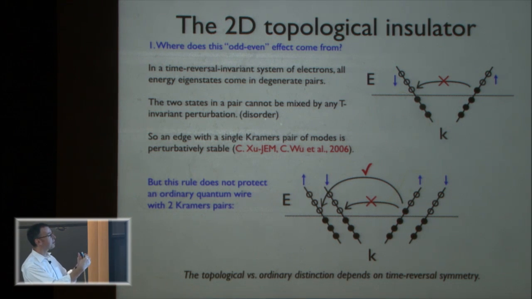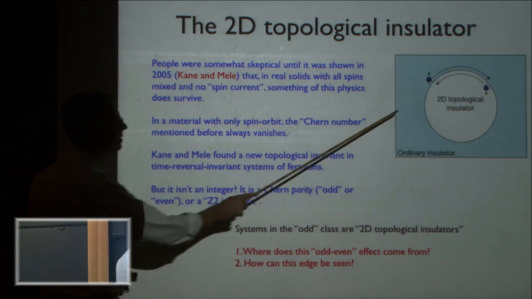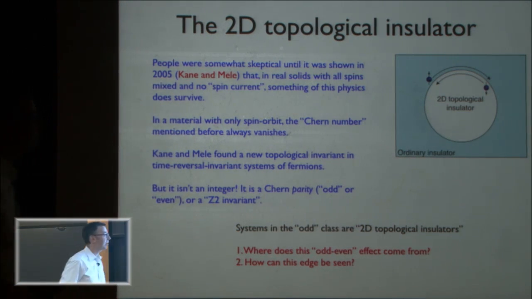So those are what are called Kramers pairs. You can't have a non-degenerate electron eigenstate in a time reversal symmetric system. So how does that help us understand why this is stable? Well, that's where the odd-even effect is going to come from.